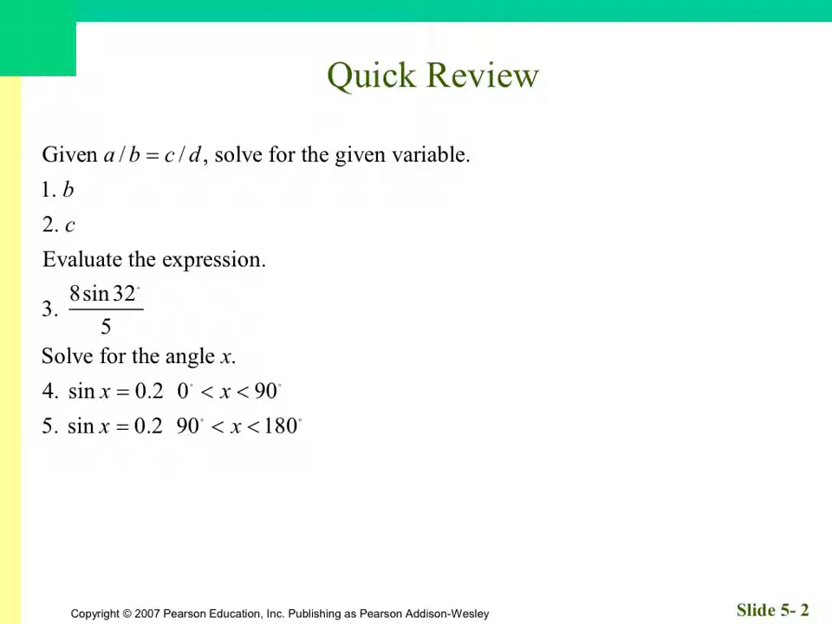Given a over b equals c over d, solve for the given variable. Solve for b. A over b equals c over d. So that means bc equals ad. So that means b equals ad over c. So try that for c now. And we'll check it in a minute.